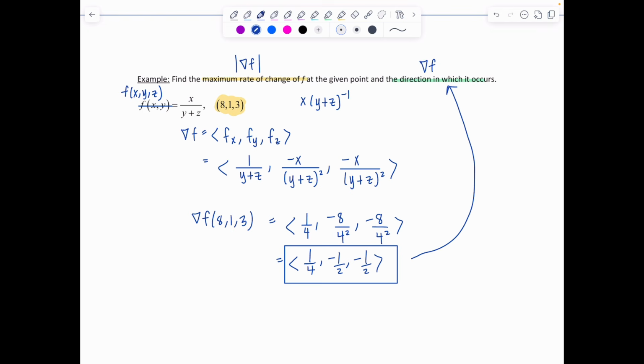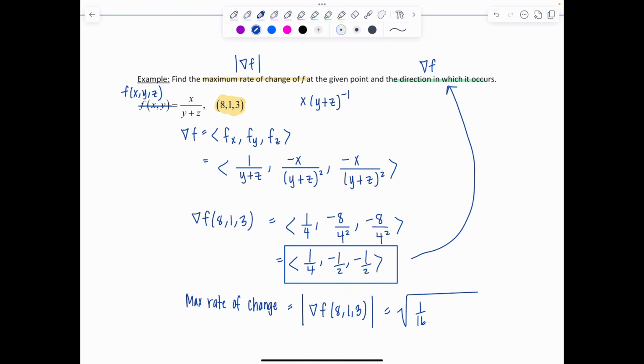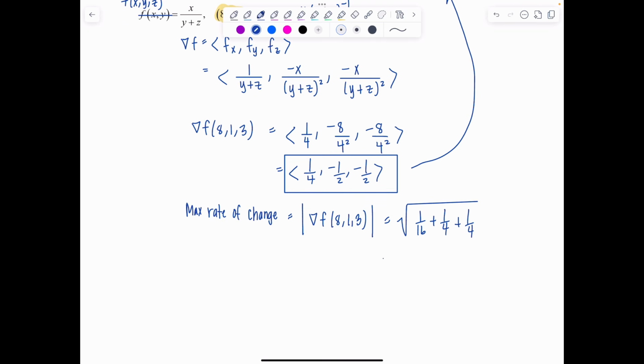Now I'm going to go back and answer the first part of the question and give the actual max rate of change. And how do I compute that again? I take the magnitude of the gradient of f at the point 8, 1, 3, and that's going to be the square root of 1/16 plus 1/4 plus 1/4. So those are each 4 over 16s plus another 1 over 16. I have rad 9 over 16. Oh, what a cute and lovely answer. 3/4. Boom.